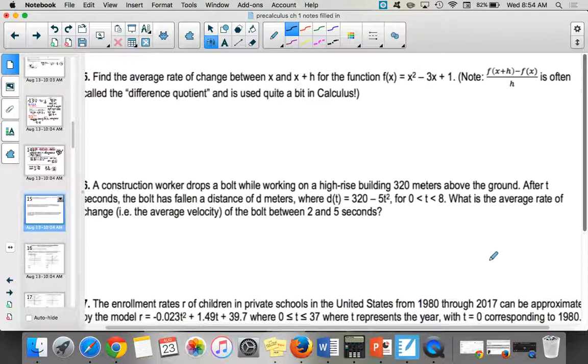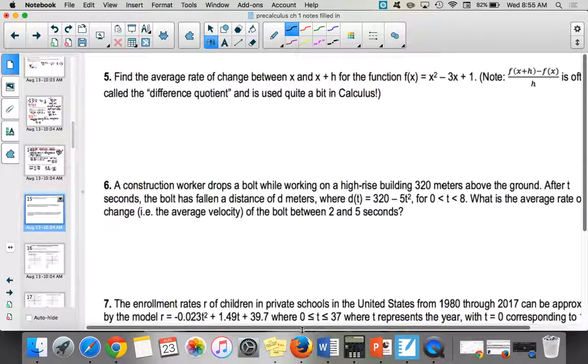So let's do it. Are you ready? You guys look so nervous. You don't like the difference quotient, do you?